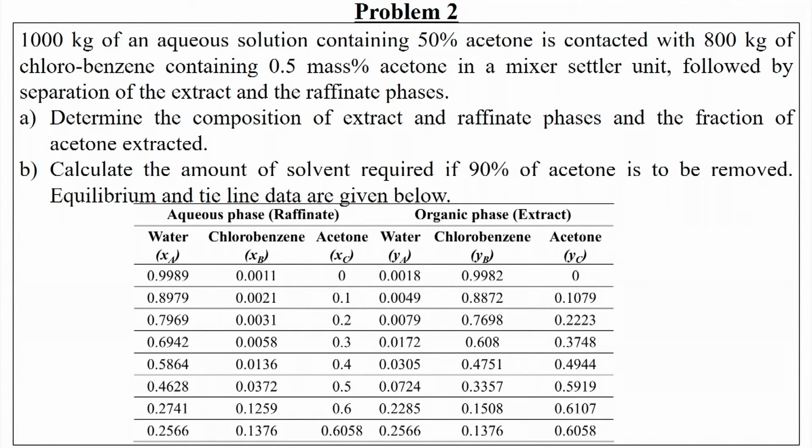So, the problem is like this: 1000 kg of an aqueous solution containing 50% acetone is contacted with 800 kg of chlorobenzene containing 0.5 mass percent acetone in a mixer settler, followed by separation into the extract and raffinate phases. So, this is a single stage operation. There we have a feed of 1000 kg and solvent of 800 kg. Note that the extracting solvent is not pure solvent; it contains a small amount of acetone, because it may be obtained from a previous extraction process, which is why 0.5 mass percent acetone is already there. Determine the composition of the extract and raffinate phases and the fraction of the acetone extracted.